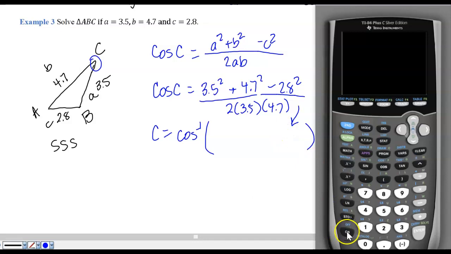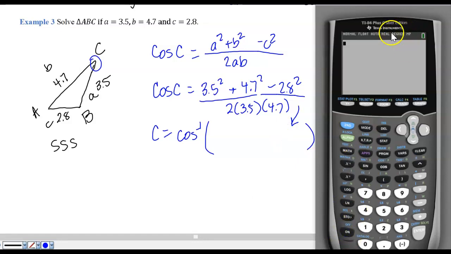So I'm going to put my calculator here. Make sure I'm in degrees. I'm in degrees here. So I'm going to go ahead and go cosine inverse and then get my fraction here. And type in 3.5 squared plus 4.7 squared minus 0.8 squared all over 2 times 3.5 times 4.7. And you don't even have to close the parentheses, but we will anyway. And here's what we get.